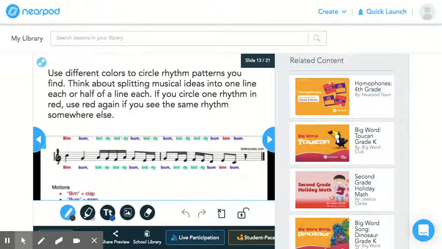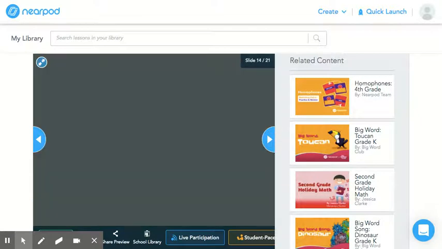Then I take songs we've done in class and ask them to use different colors. So these are draw-on slides on the next few pages, and I ask them to use different colors to circle rhythmic patterns that they see in songs. And these are songs we've all sung several times in class. So this first one is Bim Bum.